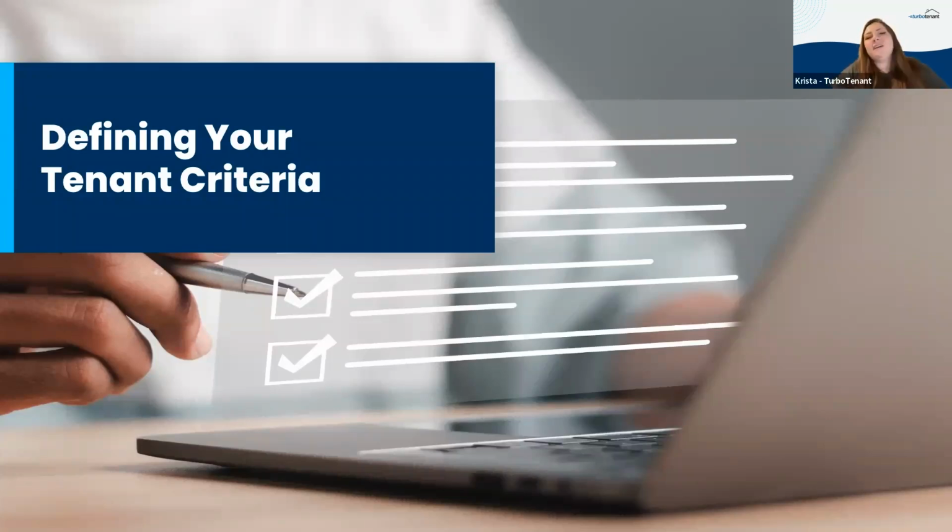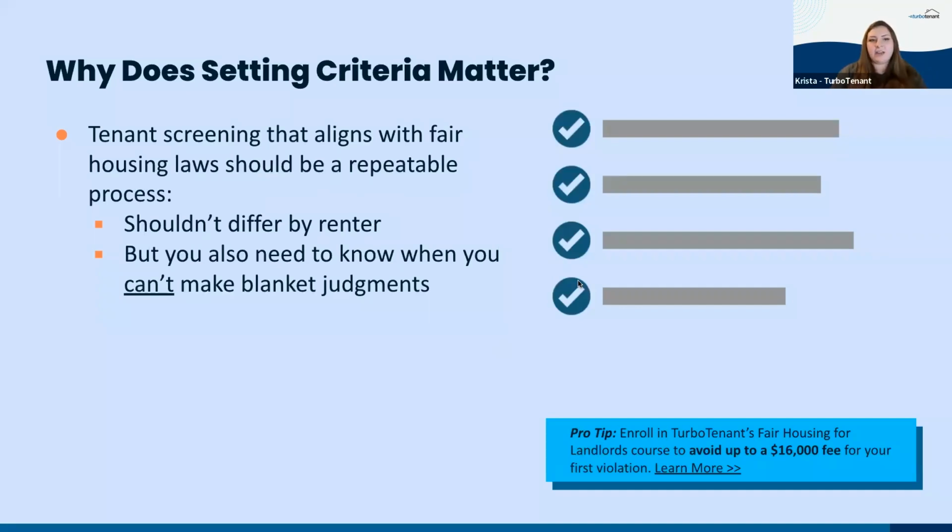And speaking of things that you might want to hold as criteria, let's get into the tenant criteria. Now, bear in mind that when you're setting your criteria, you want a process that is repeatable. That is really important, and it should be the same for all of your applicants. Why is that? Because that lets you stay in alignment with fair housing laws. It shouldn't differ by renter. However, there are parts of the tenant screening process in which you cannot make blanket judgments. We'll go through those with you, but it's really important to know that the process itself should stay the same, and there are parts of the process that require you to dig a little bit deeper and make case-by-case judgments.